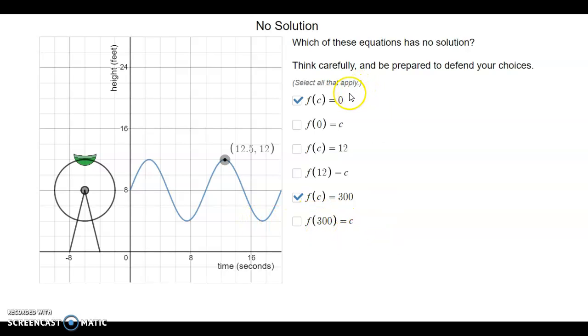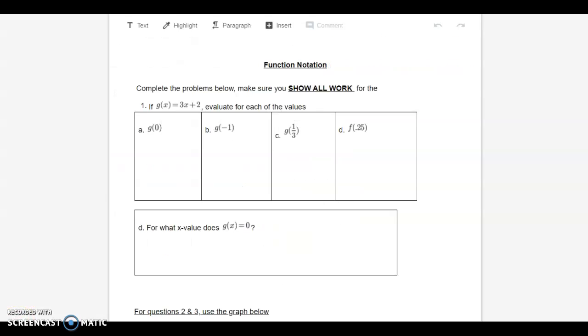So the only two answers are these two. The reason why, again, is because I can't have a height of 0, or I can't have a y of 0 because it never hits it. And for this one right here, I can never reach a height of 300 feet because our graph only reaches 12 feet.